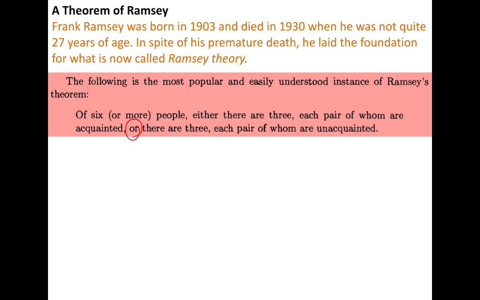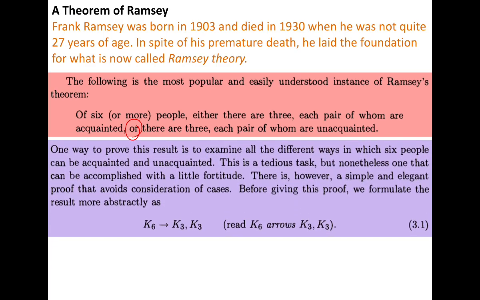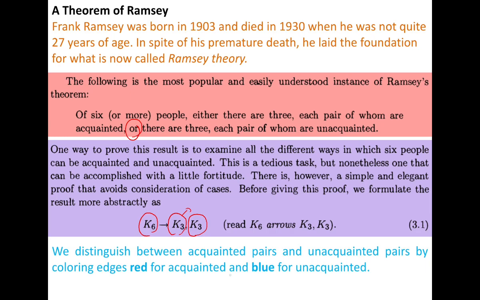To prove it mathematically, we are going to use the concept of graph theory. If there are six people, we'll present it as K6, and one K3 shows that these three know each other, and another K3 shows that they do not know each other. Let me talk in detail. We distinguish between known and unknown people by coloring edges red for known and blue for unknown.